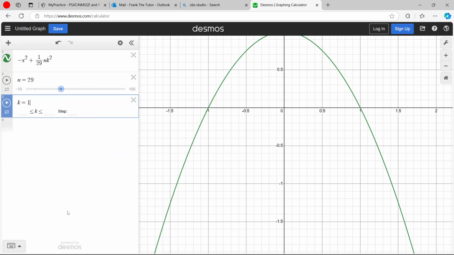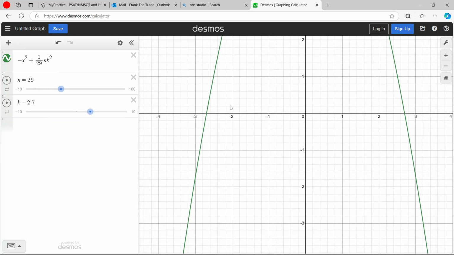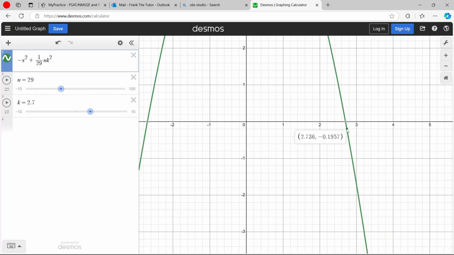And now watch this. Even if I change the value of k, let's say I change k equal to 2.7, notice that still negative 2.7 and 2.7 are the zeros. So n has to be 29 in order for the x value of one of the zeros to equal whatever value k is there.